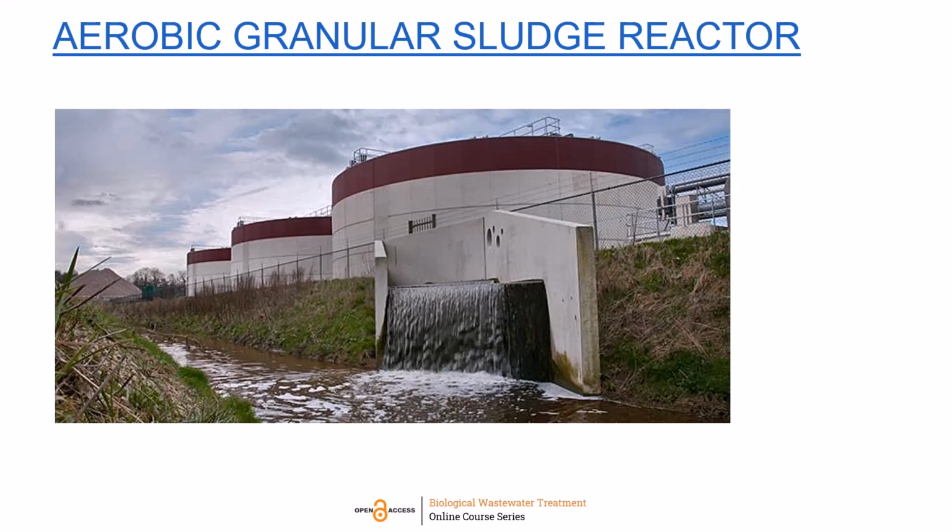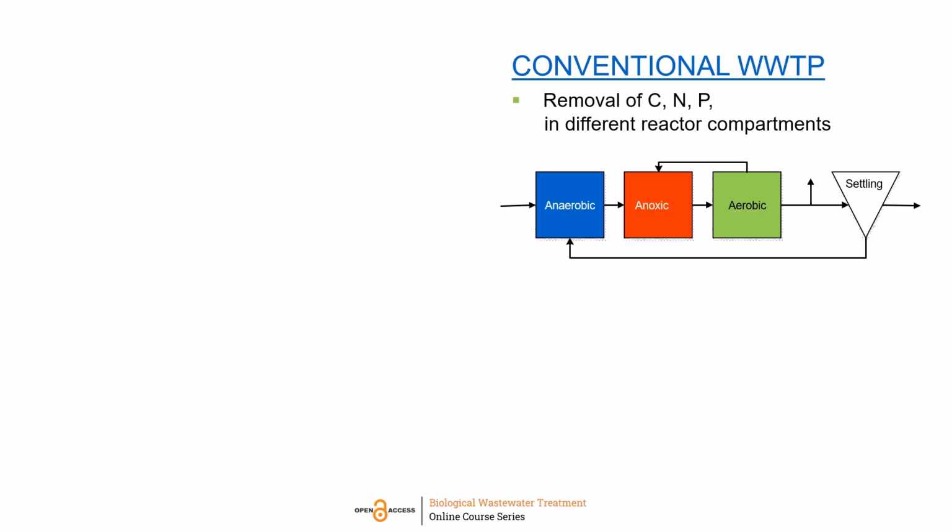Let's see what an aerobic granular sludge reactor looks like and how it relates to a conventional wastewater treatment plant. In a conventional wastewater treatment plant, the removal of carbon, nitrogen and phosphorus components takes place in different reactor compartments. These compartments take up a lot of space. Besides, wastewater needs to be pumped around between these compartments, which brings along pumping costs.